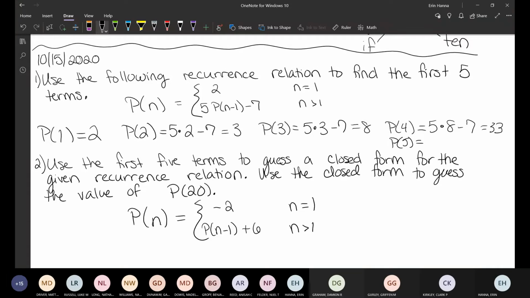And then the fifth term, oh Lord. 5 times 33 minus 7. What's 5 times 33? I don't know. So 165 minus 7 is 158. Okay. Y'all don't know how bad my arithmetic is, I swear. So we had, where are my terms? We had 2, 3, 8, 33, and 158.